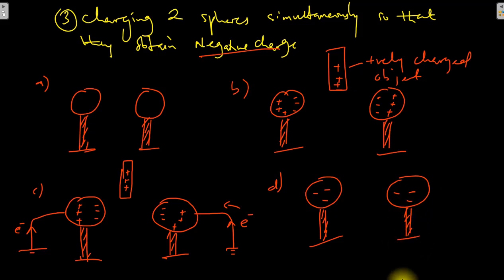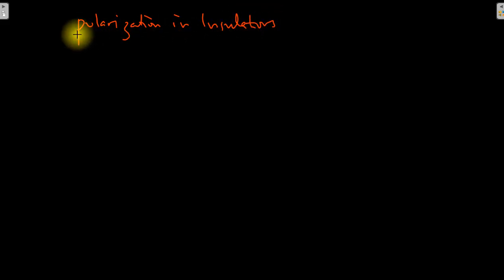And there we go. So we can do a lot of other interesting stuff with charging by induction. You can try playing around with others. You can try doing all these examples again, but with opposite charges. Okay, let us conclude this part by looking at polarization. And this mainly happens in insulators. So, polarization in insulators.